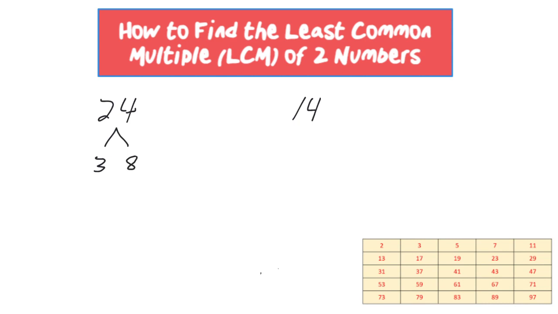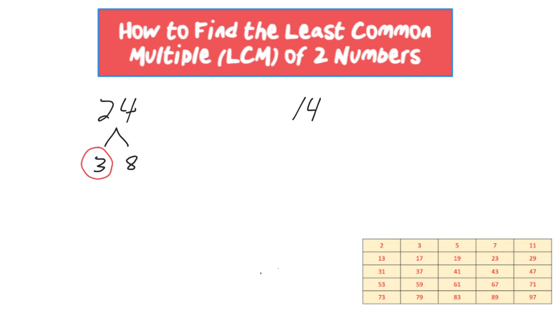And so the next question I ask myself is, are either one of these a prime number? And so I look back at my prime numbers table, and I see that 3 indeed is a prime number. And so I'm going to go ahead and circle that one because that is a prime number. I cannot break 3 down any further.